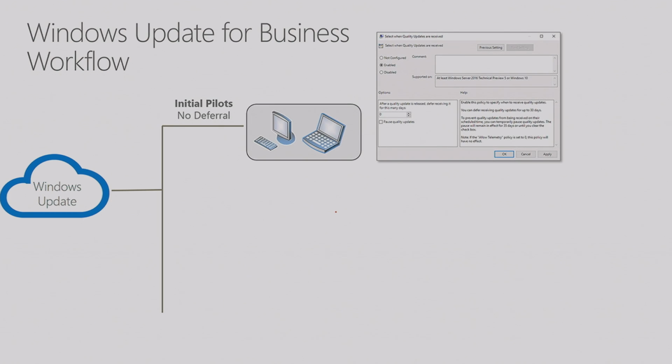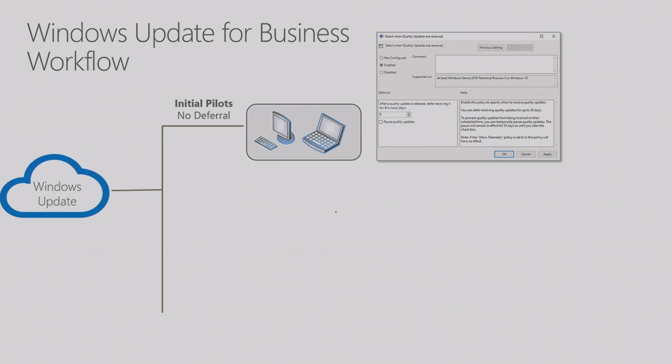So let's just say I have my initial ring here. This is my ring 0. This is my IT department. This is my test environment, whatever it is for you. As you can see, we have group policy for this. It's not just group policy settings for Windows Update for Business. We do have MDM. I'm just showing group policy here as a way to simply show you in the UI.